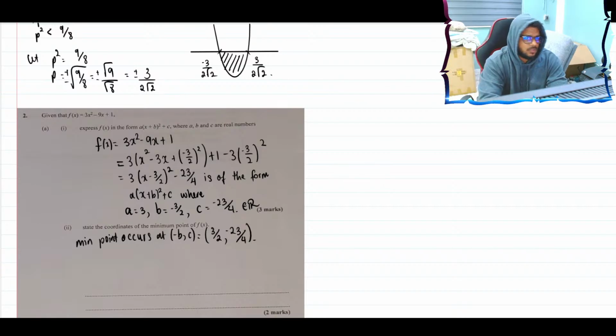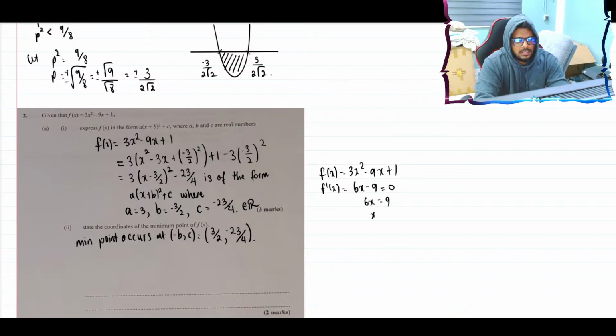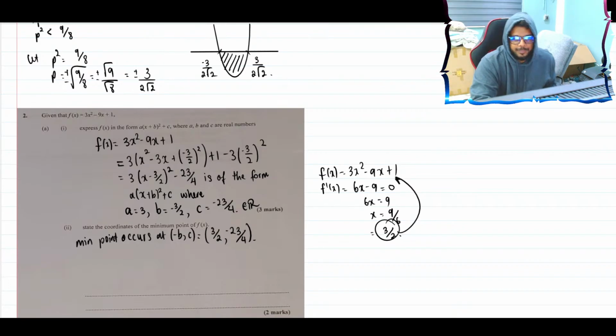Now, if you want to guarantee that this question is correct, just to double check, we have 3x squared minus 9x plus 1. Differentiate it. f dash of x is 3 twos are 6x minus 9. Put it equal to 0, solve for x. 6x is 9, x is 9 over 6, which is equal to 3 over 2. You get the x value, plug it into here, and you're going to get a corresponding y value, which will turn out to be minus 23 over 4. And you could have used this method for part 2 because they never say hence. They just say state the coordinates of the minimum point. So you could have used either way to do this.